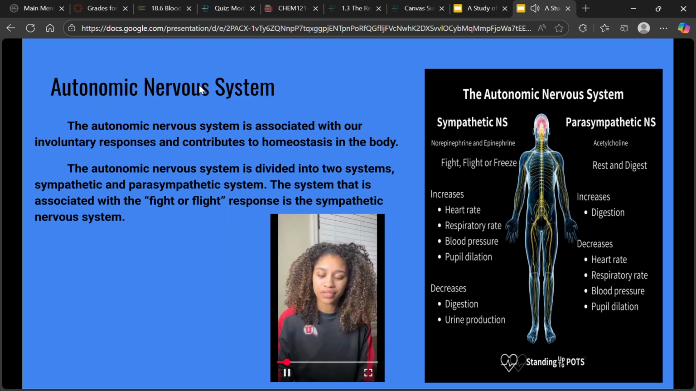The autonomic nervous system is associated with our involuntary responses and contributes to homeostasis in the body. The autonomic nervous system is divided into two systems, the sympathetic and parasympathetic systems. The system that is associated with the fight or flight response is the sympathetic nervous system.